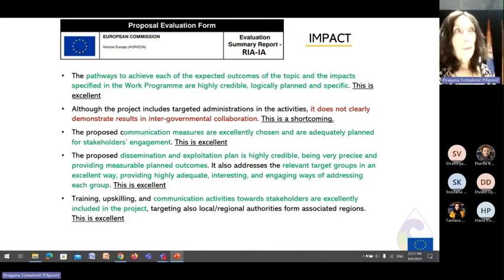Right, so let's see the impact. The impact, more or less everything is fine. The pathway was well described, credible, logical, plain, and specific. They didn't like that there is no clear description of the intergovernmental collaboration. So this is a kind of shortcoming, but in the end, the score is quite good, 4.5.